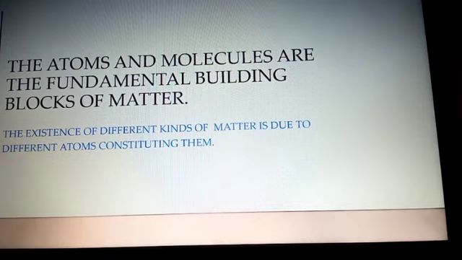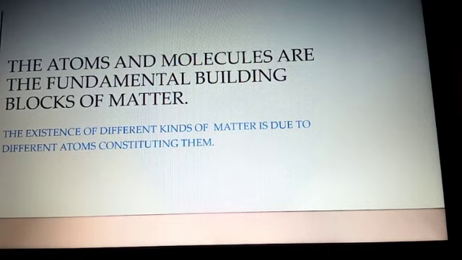So in the same way, how the cell forms the tissues, forms organs, which forms the organ system, and finally the organism. In the same way, the atoms are the smallest particles, which is equal to a cell, and the group of atoms forms the molecules. So these atoms and molecules are the fundamental building blocks of matter.